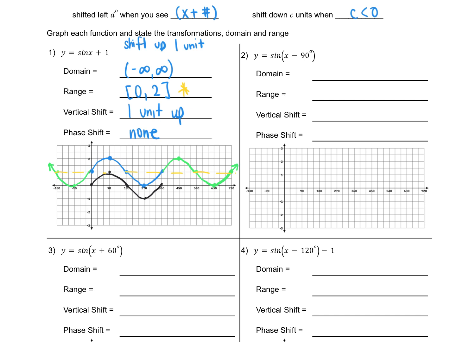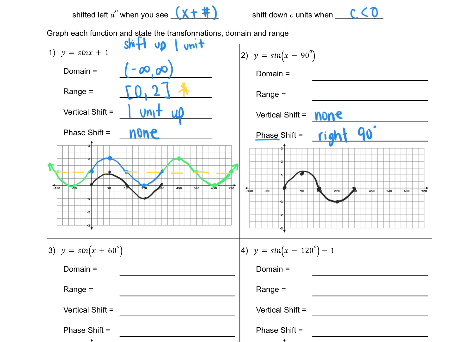Okay, let's go to the next one. I'm going to draw my base function. And now, this says x minus 90 degrees. That's going to be a phase shift, so I'm just going to write it in that blank right now. So we're shifting right 90 degrees. There is no vertical shift.